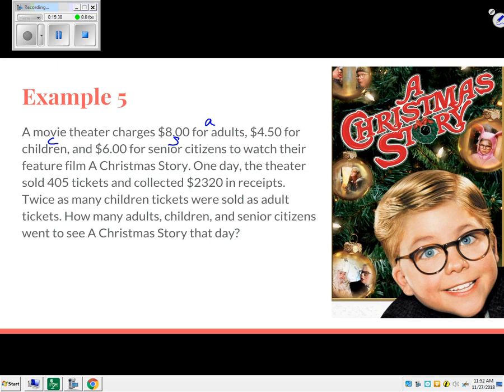So one day, the theater sold 405 tickets. That means if I take the number of adults plus children plus senior citizens, it equals 405. Got my equation 1. And they collected $2,320 in receipts. So not much different than the previous video, I can just take the $8 that each adult paid, the $4.50 that each child had to pay, and the $6 that each senior citizen had to pay. Came out to be $2,320.